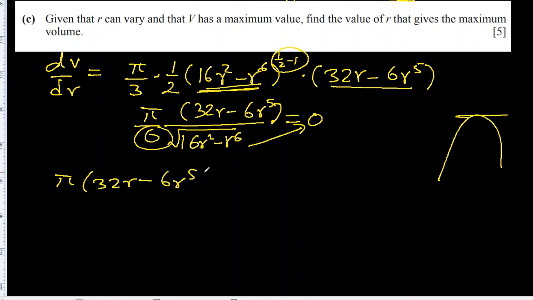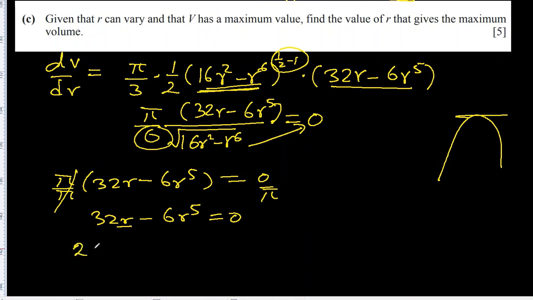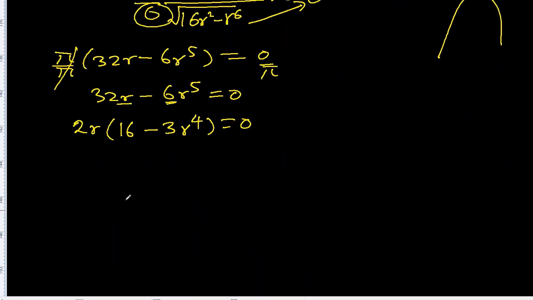Pi times 32r minus 6r to the power 5 equal to 0. We can even remove this pi by dividing both sides by pi. So this pi is also gone. This is still 0. Now we are left with 32r minus 6r to the power 5 equal to 0. So let's take r common here and 2 also. Yeah, 2 is common. So we are left with 16 minus 3r to the power 4 equal to 0.